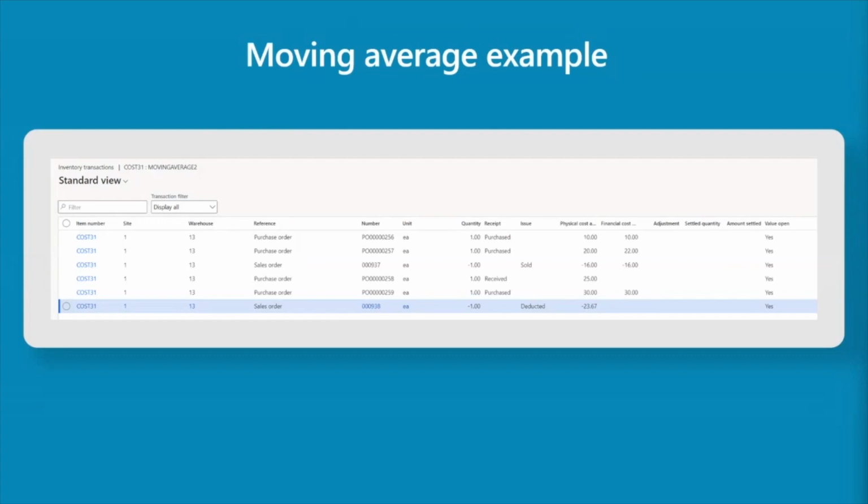Here you can see a set of inventory transactions in Dynamics 365 for an item that is configured to use moving average. The transaction set is the same example that we showed earlier with FIFO and again with weighted average. This time you will notice that the cost amount used on issues is the running average, and after an inventory close, the settled quantities and amounts are not changed. The value open will remain yes, because this method does not make settlements or update the value open field.